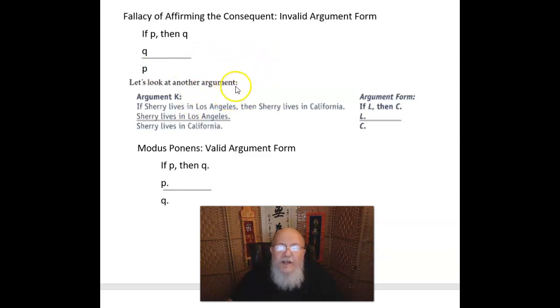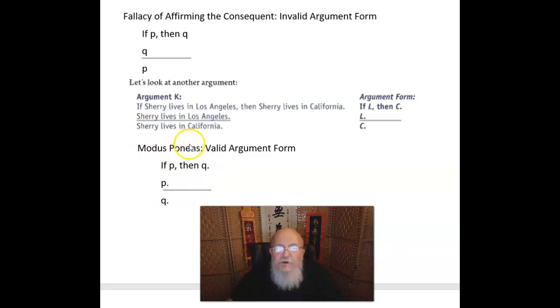So Baronet says, now let's look at another argument. He calls it argument K. If Sherry lives in Los Angeles, then Sherry lives in California. Sherry does live in Los Angeles, therefore Sherry lives in California. And he gives us the argument form, if L then C, L therefore C, and now here I've put it into universal form. If P then Q, P therefore Q.